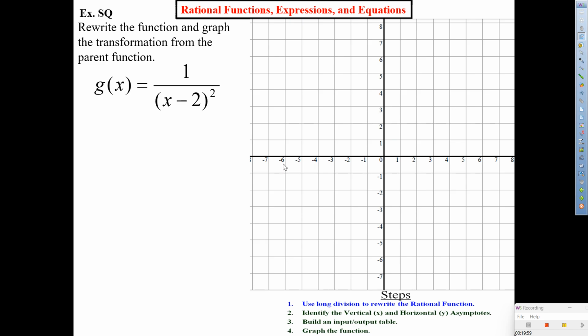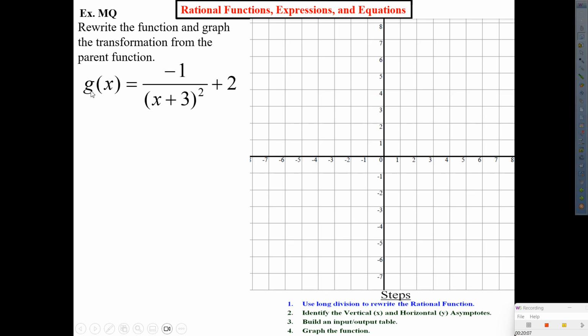Example mega Q. Same process, and now they give us g of x equals negative 1 over x plus 3 squared plus 2. I'll give you a head start on this one. Set your coordinate plane on the right side. Remember, start with the parent function and then move on to the transformation. Go.